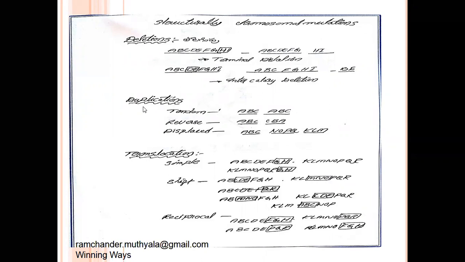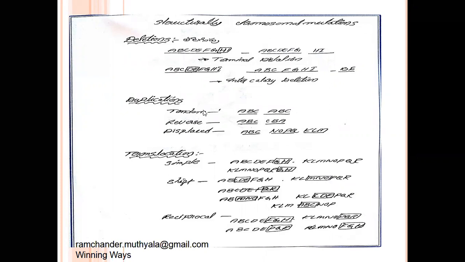The next one is duplication. Duplication means genes on the chromosome are repeatedly arranged. The same genes are repeatedly arranged, called duplication. By duplication, the chromosome size will be increased. This is a structural mutation done by duplication of genes. Duplication of genes is mainly of three types: tandem duplication, reverse duplication, and displaced duplication.